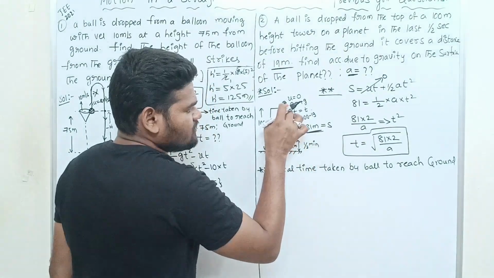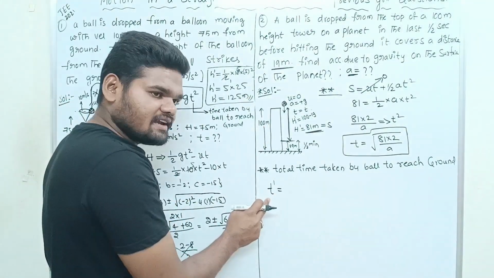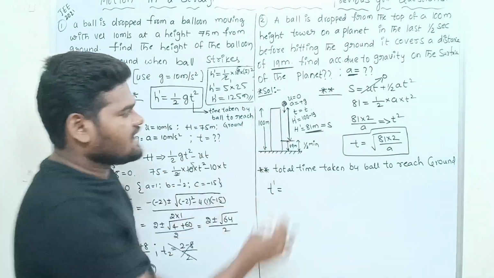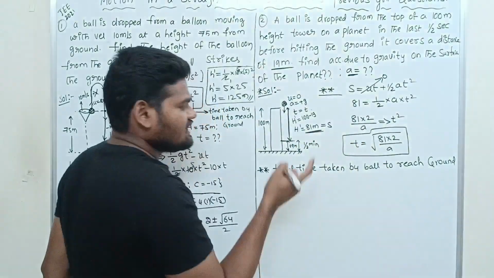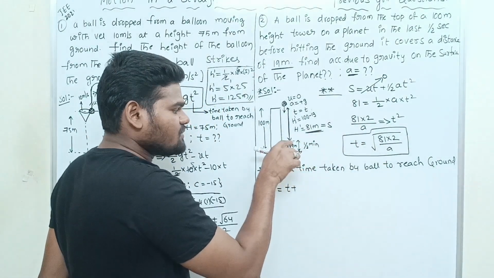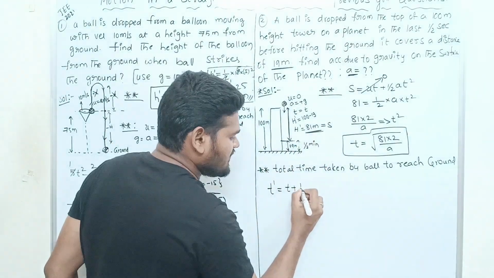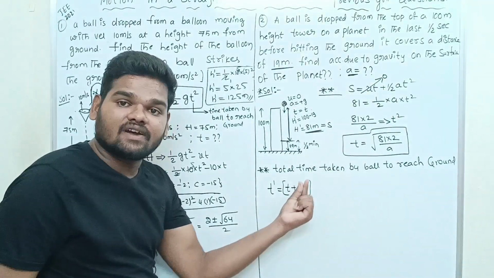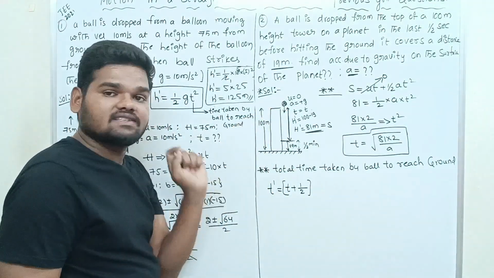Have a look. From here to here, I'm just taking this time as t dash, the total time. So t dash is equal to the time taken by the object to cover 81 meters, small t, plus, as given in the question itself, from here to here to cover 19 meters, the time taken by the object is half a second. So t plus 1 by 2. So this is the total time taken by the ball to reach the ground.